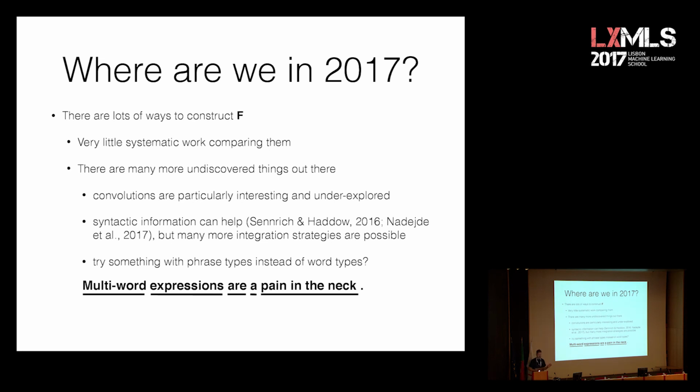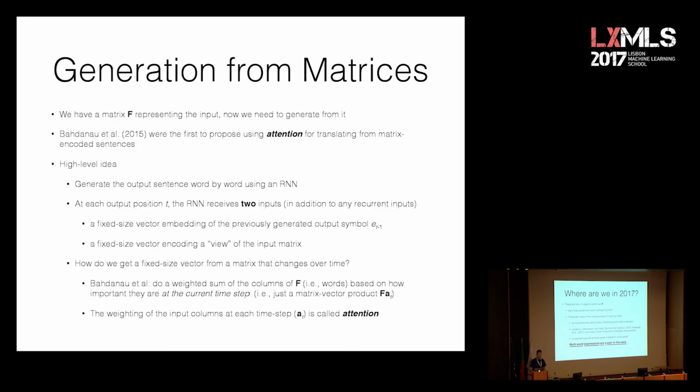And so there's this very nice paper called Attention Is All You Need from Google Brain that comes up with a way to do all of this in parallel. That's the one I left out. Anyway, that's where we are today with representing these matrices F. But now let's assume you've decided what your representation F is, and we now are going to decode.